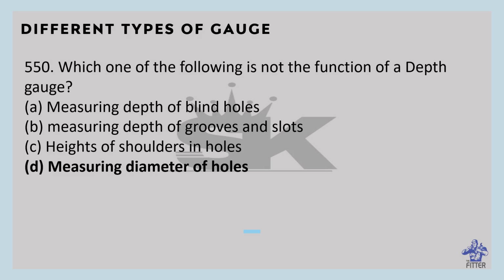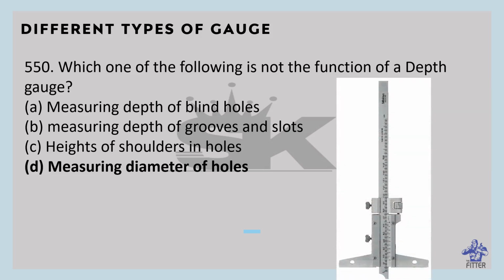It is essentially a narrow steel rule to which a sliding head is clamped at right angles to the rule. The head forms a convenient marker in place where the rule must be held at a distance from the point being measured. So this is the depth gauge.